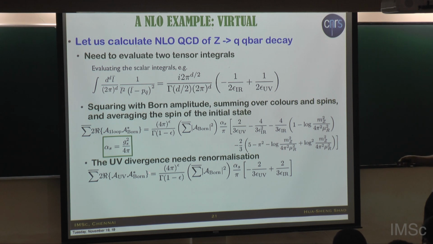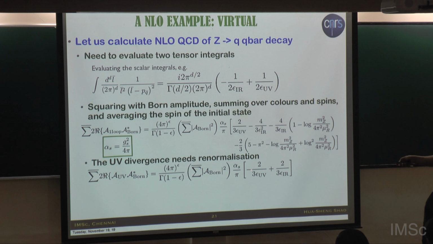And this divergence needs renormalization. We have no other ways to get rid of it. So you need a renormalization. And the renormalization counterterm is similarly UV times Born squared. This gives me 2 over 3 epsilon, but with a minus sign, okay? So this cancels the UV divergence. However, in my renormalization, I also infer the IR divergence.